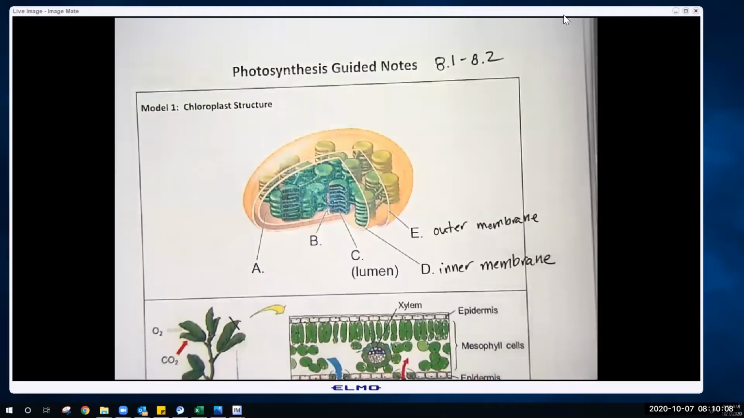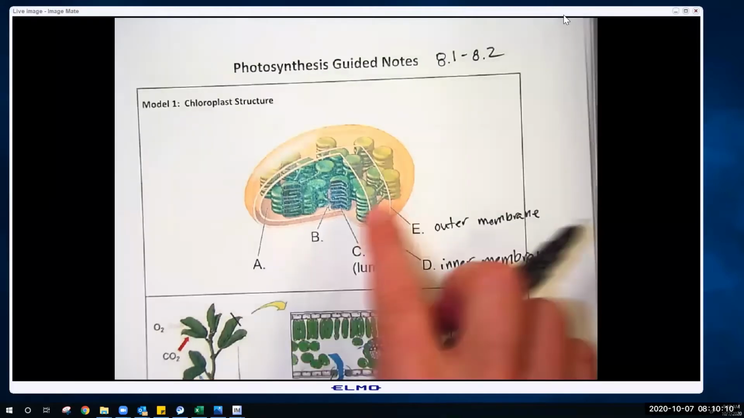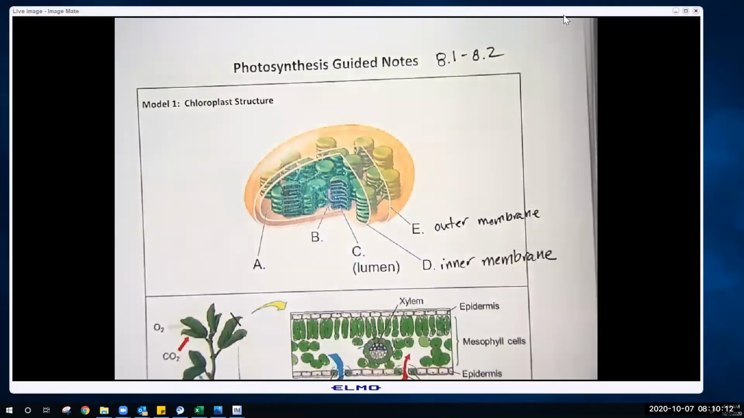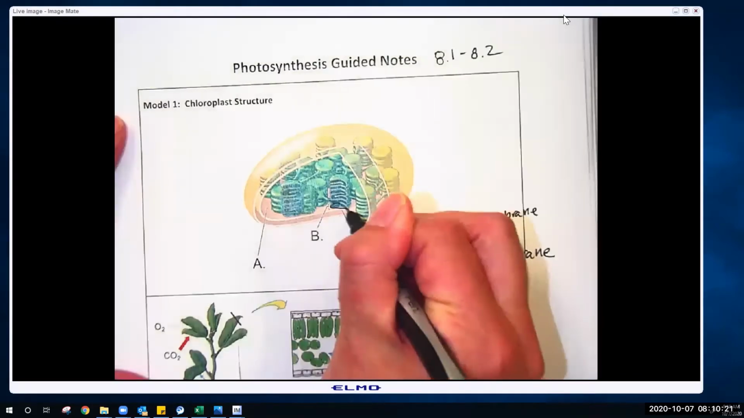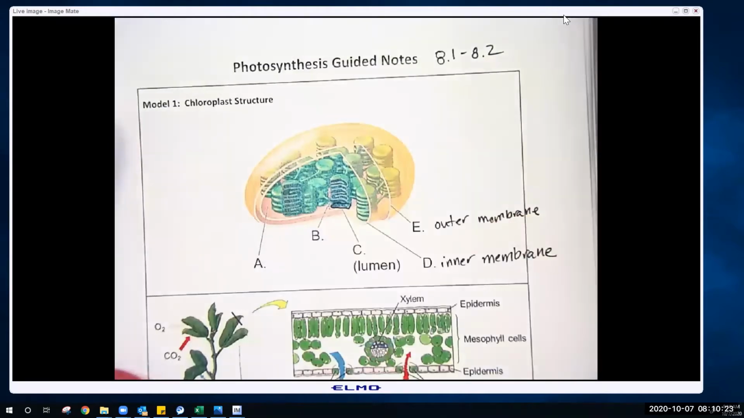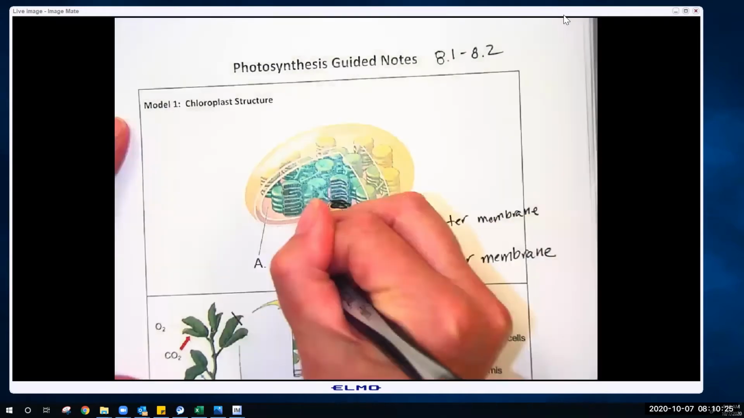So that we knew already. Some things that we talked about just briefly before: this one tiny green circular thing, just one of them, is called the thylakoid.